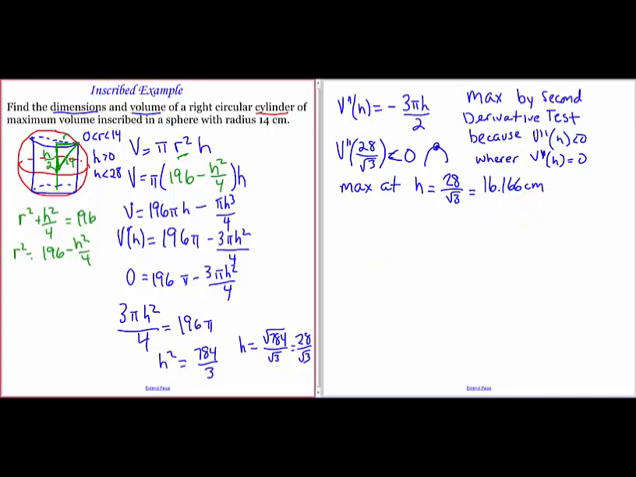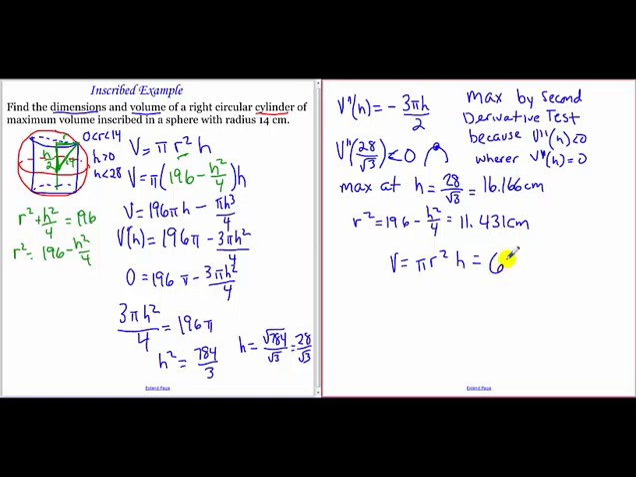So once I know h, I plug back into our r squared formula. I plug in h there, and I got in my calculator 11.431 centimeters. And then I plug into my volume equation r squared and h, and when I plugged that in, I got a volume of 6,636.166 centimeters cubed. And again, make sure that you are rounding to 3 decimal places.